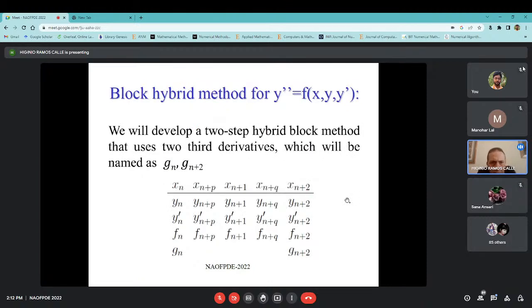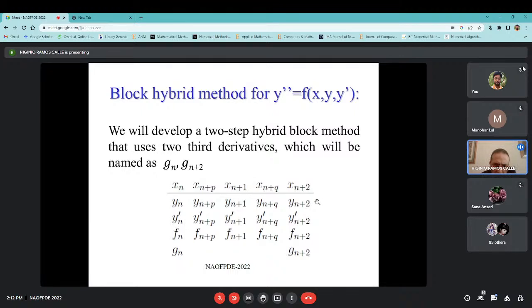Now let's see how to develop a two-step block method, also for solving second-order problems. It can be used for solving initial value problems, as I told you before, or for solving boundary value problems. The difference between one case and another is how you apply the method. You apply the method sequentially in case of initial value problems, and you apply the method globally, formulating all the equations at the same time, in case of boundary value problems.